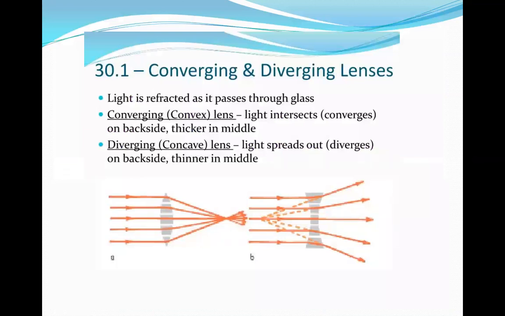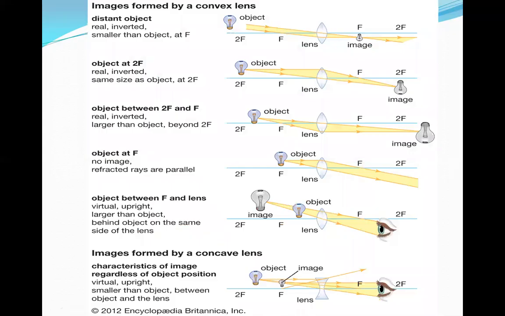Here you can see that the converging and diverging lens can be considered as a combination of prisms. We have discussed prisms. This is a triangular prism, and this is a triangular prism, and the other parts as well. Now the rays of light after refraction focus at a point. So always remember, in a converging lens the light intersects and converges, and in a diverging lens, the light spreads out.